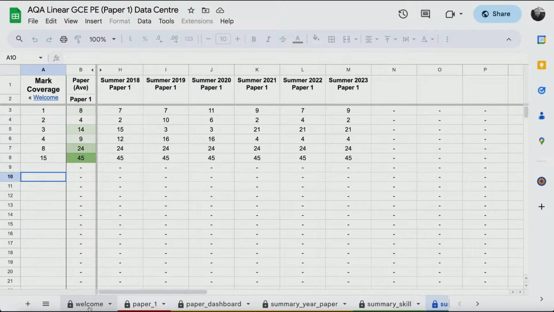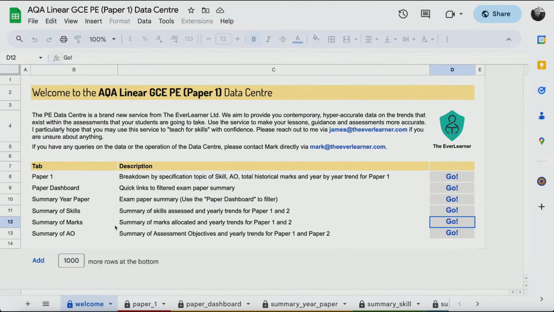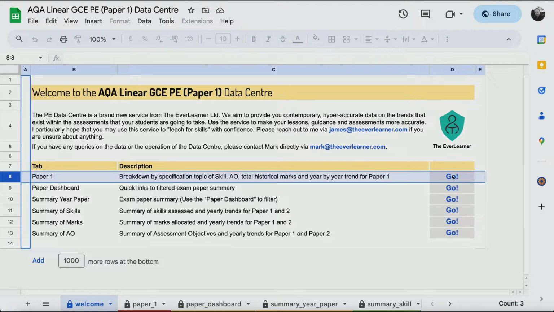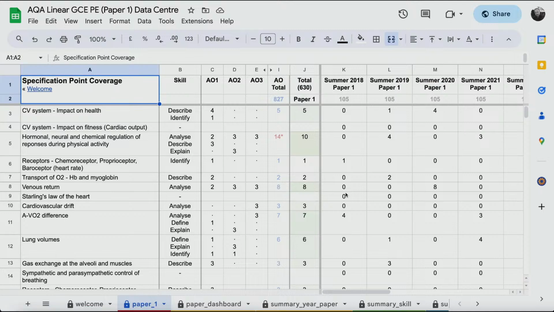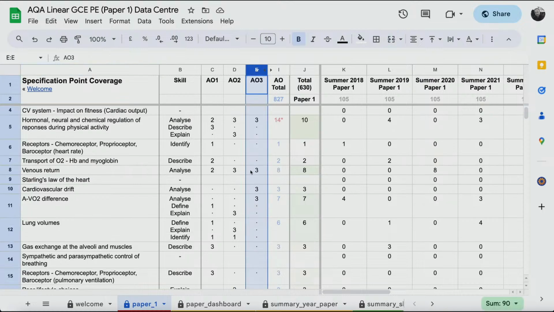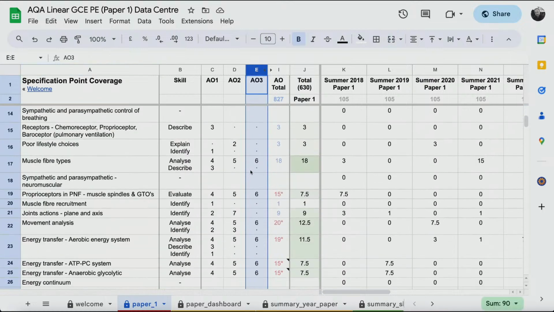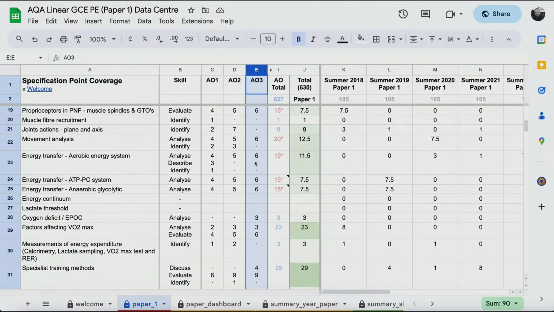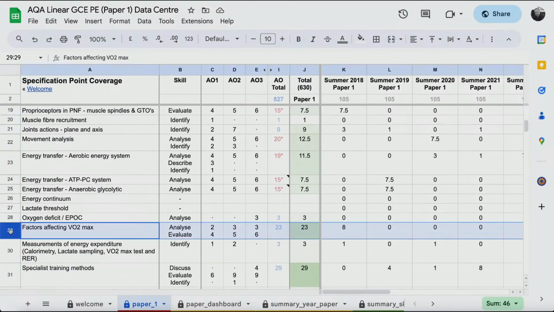Now again, I just want to dip out here, and remind you that any time you want to, you can go into your paper 1 or whichever paper you're looking at, and you can look at how different topics are distributed specifically. A great thing to do is look down the AO3 column in this case and look for topics that are commonly included in analyse and evaluate skills. You can start to pick out, look, factors affecting VO2 max as an example is often an analyse and evaluate skill. A lot of the marks, in fact the majority, the biggest proportion of the marks, come from that space. I'm doing that analysis, okay? So the data centre allows us to pick out those things.